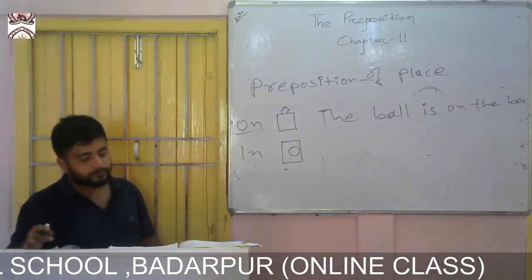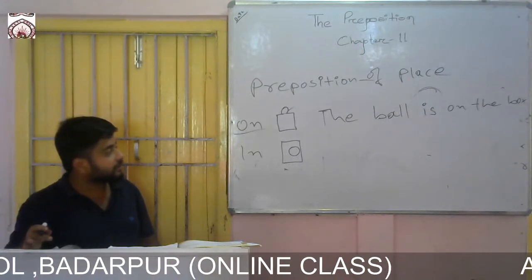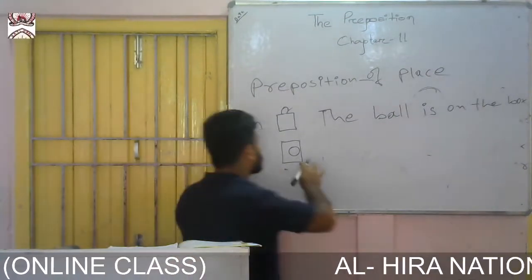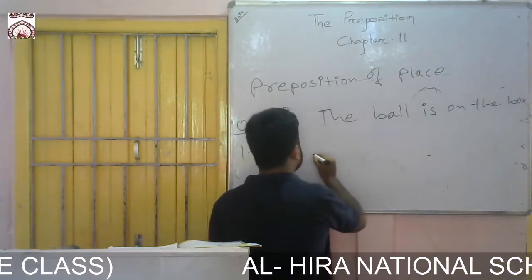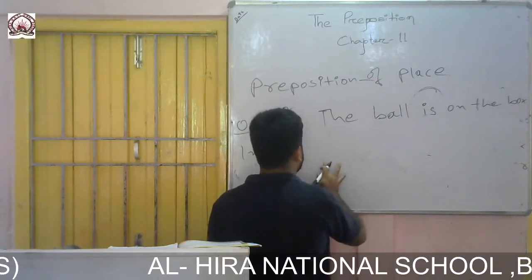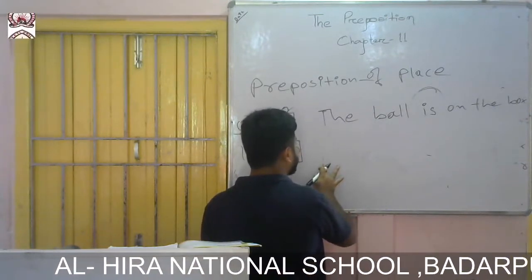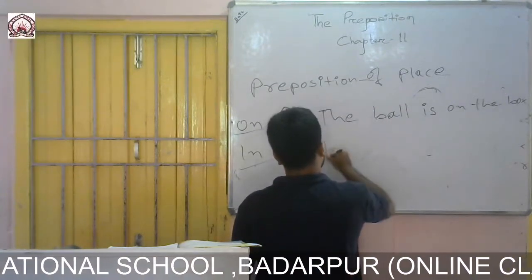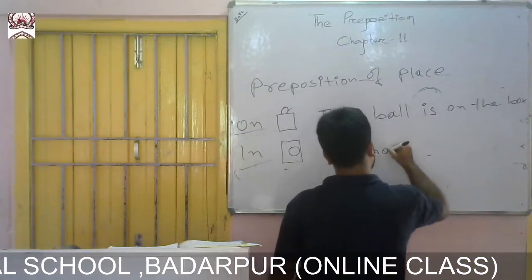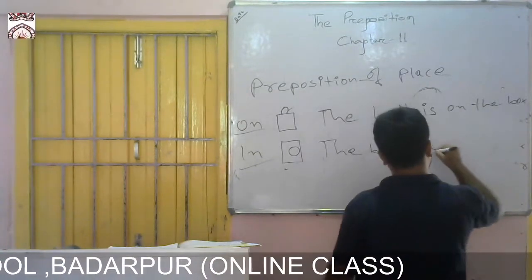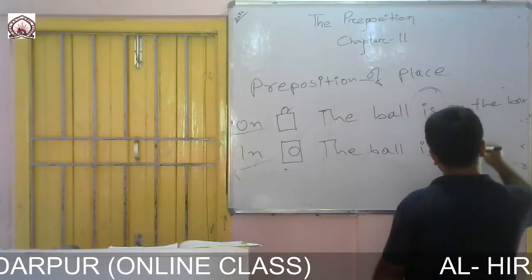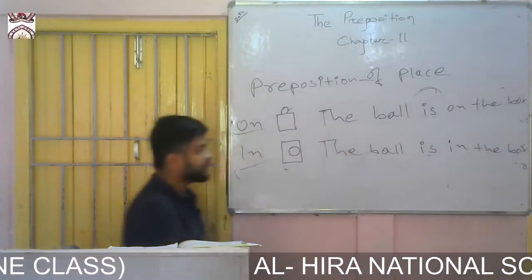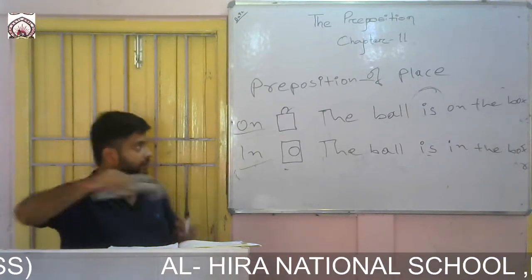In: we have to use in if the object is inside. If the object is inside, then to indicate it we have to use in. For example, the ball is in the box. To indicate something inside, we write in.